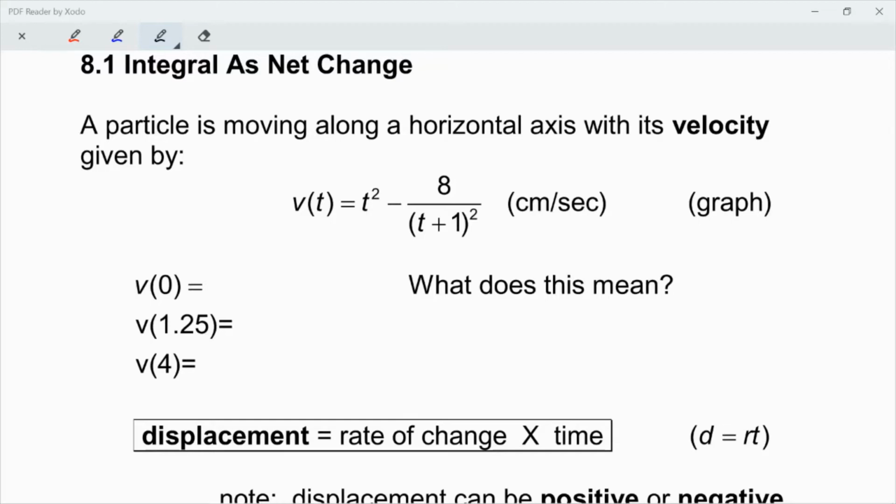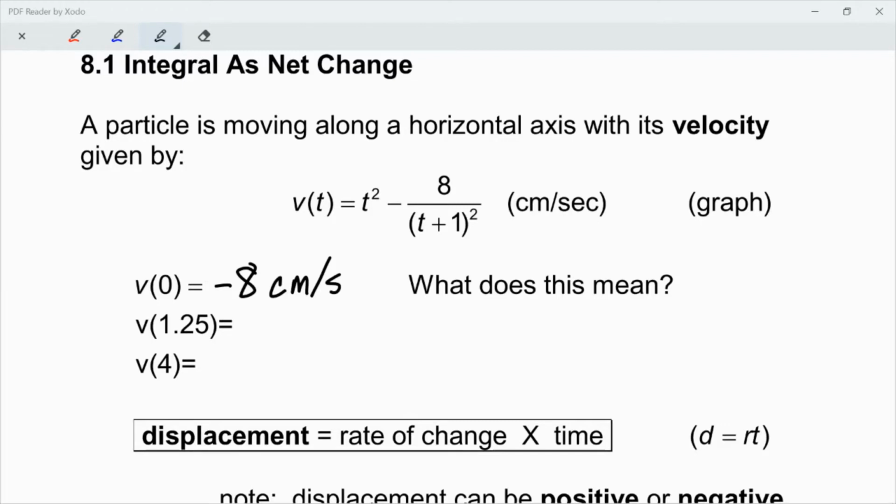The velocity at time 0, you can see from this function, we would get -8, and they gave us units here of centimeters per second. What that means is, since we're moving along a horizontal axis, we're moving in the negative direction, or if you want to think of a horizontal axis, we'd be moving left at a rate of 8 centimeters per second.